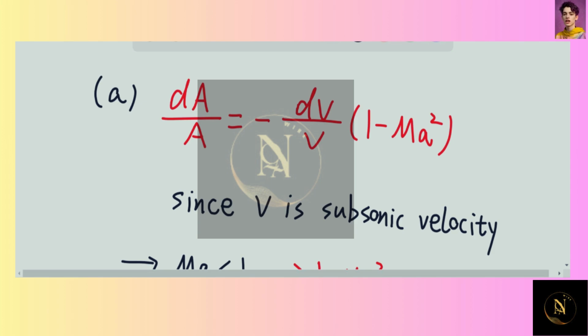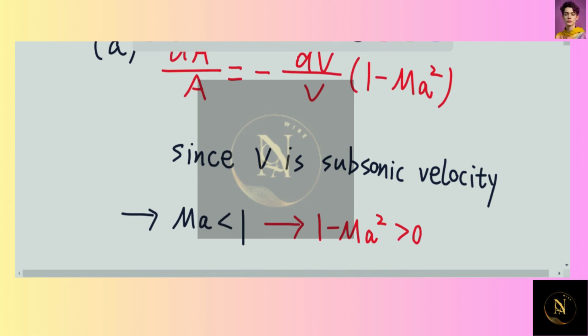Okay, so we know the relationship between the changing area and the changing velocity can be expressed with this equation here, which is dA over A is equal to negative dV over V times (1 minus Ma squared). So we know the velocity is a subsonic velocity, which means that the Mach number is less than 1. If Mach number is less than 1, that means 1 minus Ma squared is greater than 0. So 1 minus Ma squared is positive.